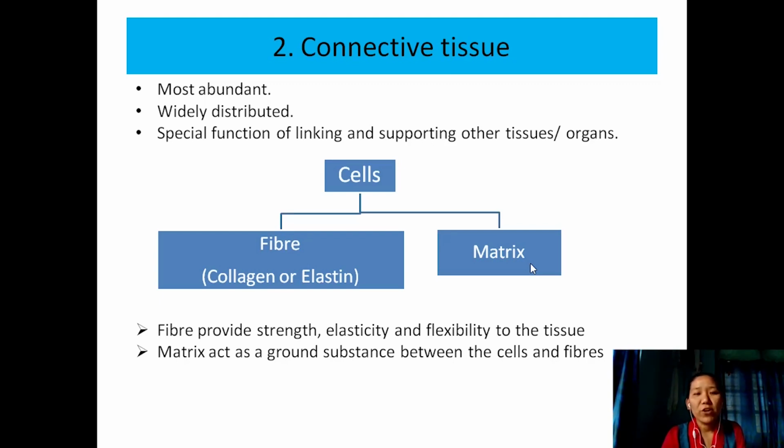The function of fiber is to provide strength, elasticity and flexibility to the tissues. And the matrix acts as a ground substance between the cells and tissue. That means the cells are present in the matrix and fiber, among the matrix and fiber.